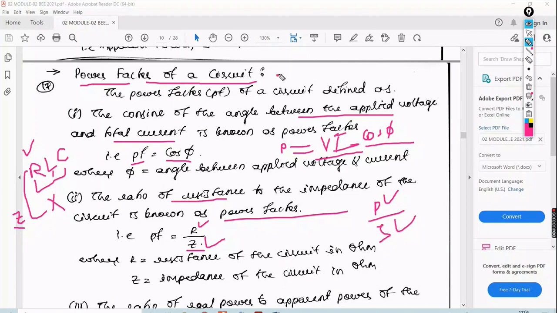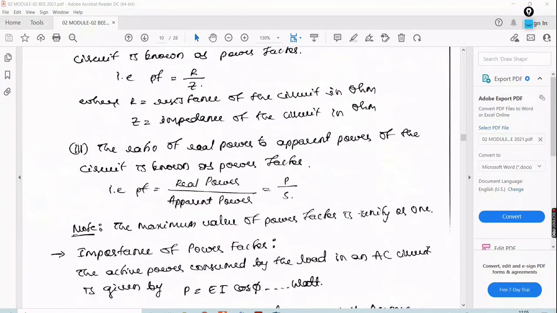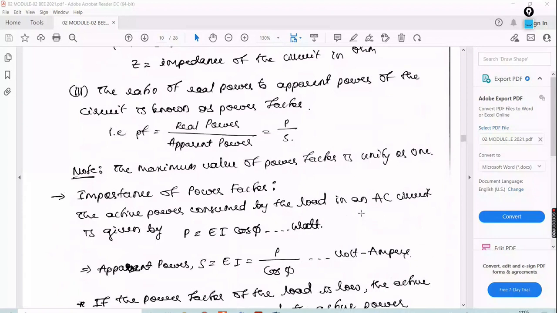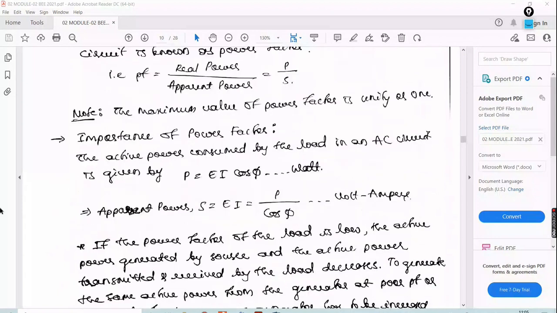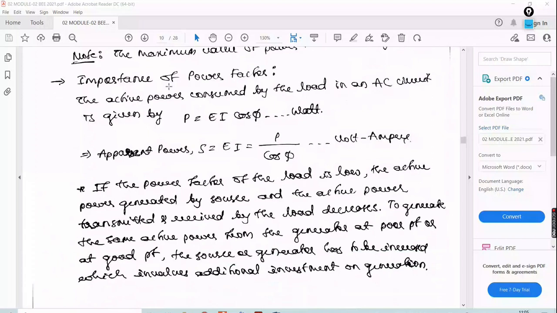This is most important for the laboratory viva as well as from the examination point of view. What do you mean by power factor? Then, explain the importance of the power factor. Here, what is the significance? Significance and importance are both the same. That you have to remember.